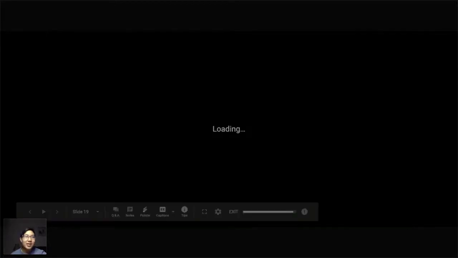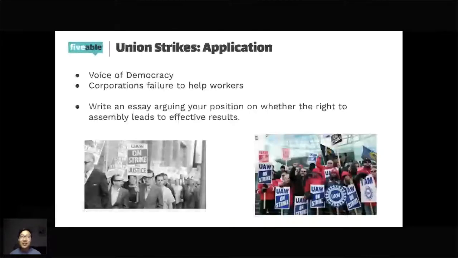All right, so the application of union strikes, you might be asking. The first is democracy and your voice. And in addition, it's corporations, businesses, and organizations' failure to protect workers and give them rights. So an example thesis prompt is: write an essay arguing your position on whether the right to assembly leads to effective results.